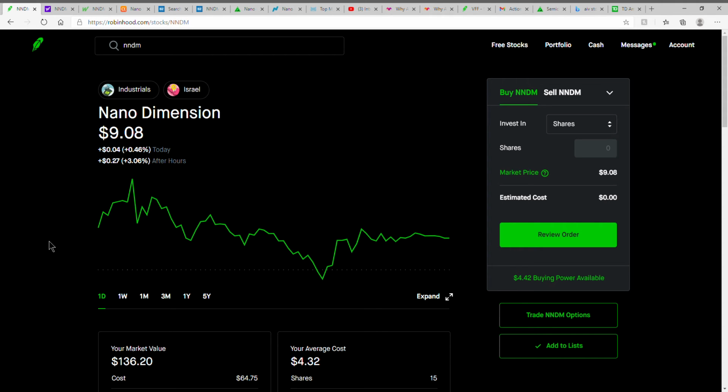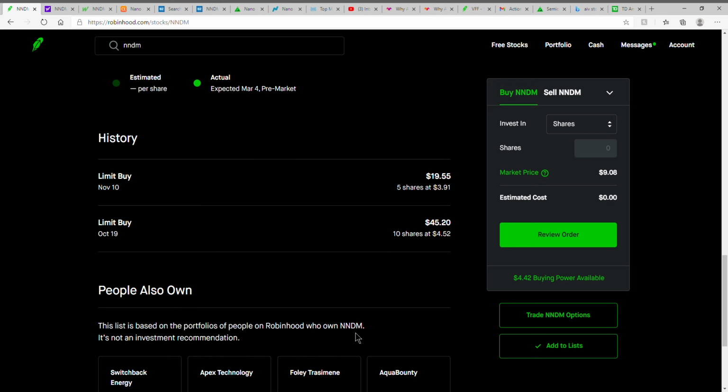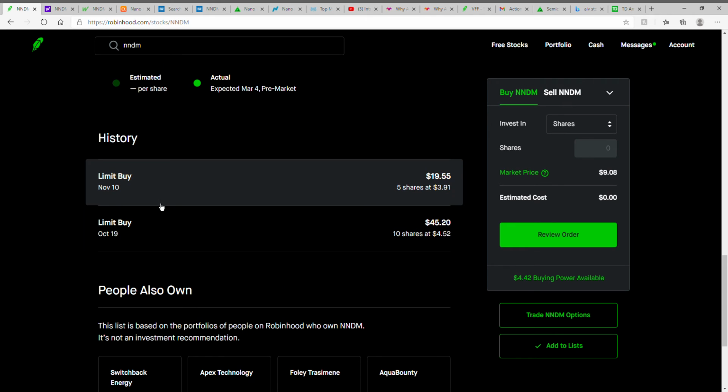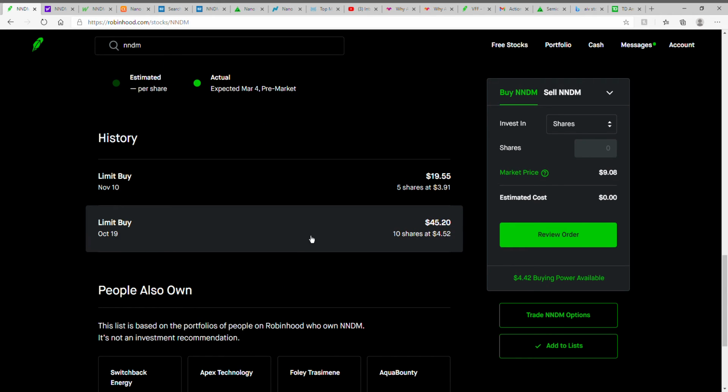Anyway, again, you can see I have 15 shares. My cost basis is $432. It looks like I bought these back in October and November. It looks like it went down in the month. I'm not sure why, but it worked for me to buy the dip.